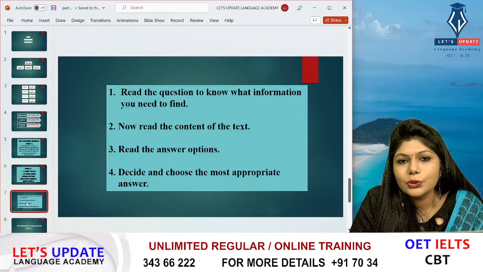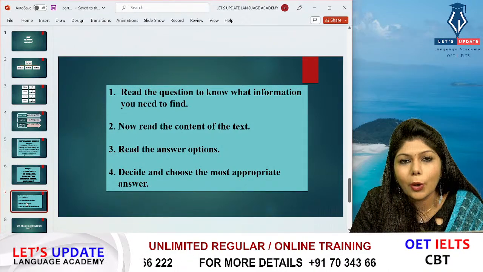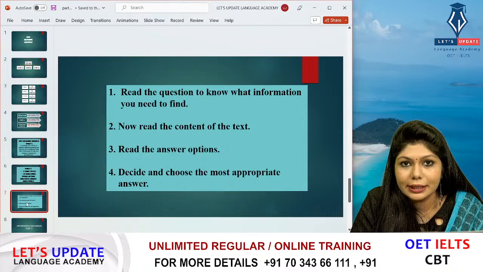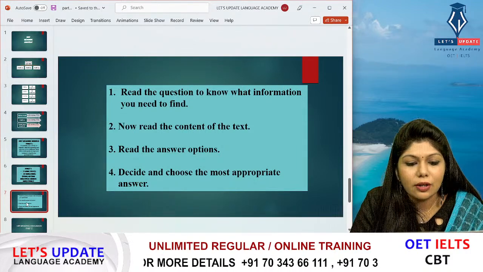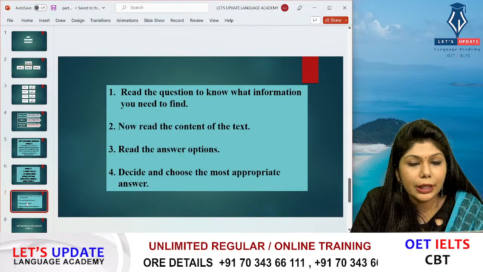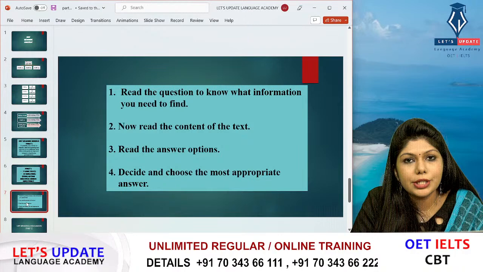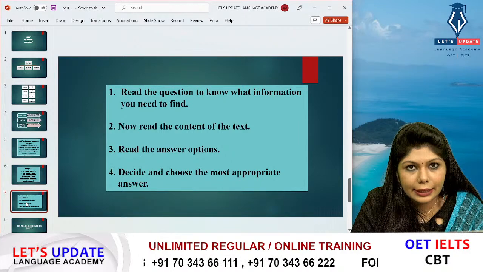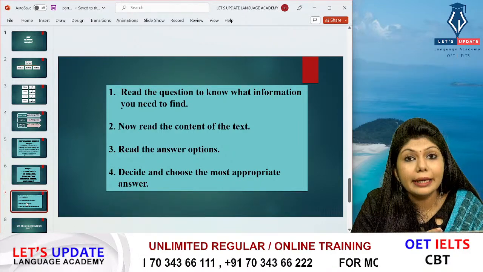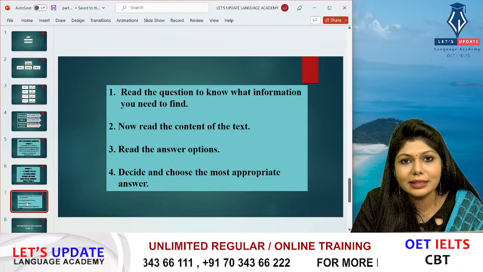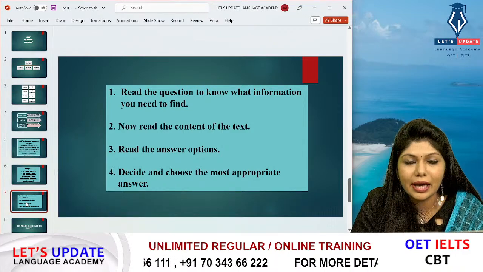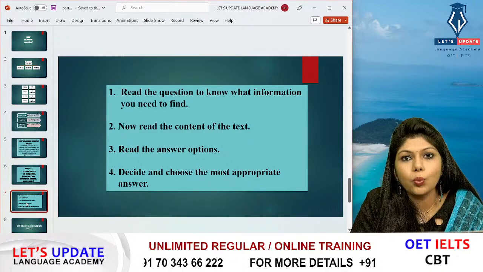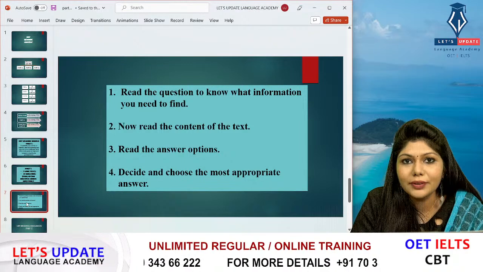Now let's go about the approach of cracking part C. First, you need to read the question to know what information you need to find. That is the first thing that you need to do. Then read the content of the text. The entire C text will consist of several paragraphs, so it is not possible to read the whole text in one go. Do not end up reading the whole text at one go. You need not do that. You don't have that much time.